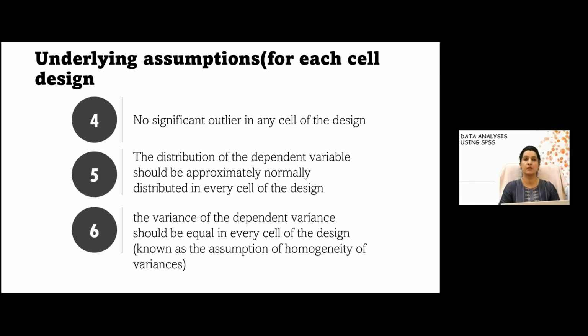Similarly, the homogeneity assumption we check with the Levene test of homogeneity. In this case, if the p-value of this statistic is more than 0.05, then we say that the assumption of homogeneity of variance is met. So this is again a recapitulation of the previous concepts which we have read.